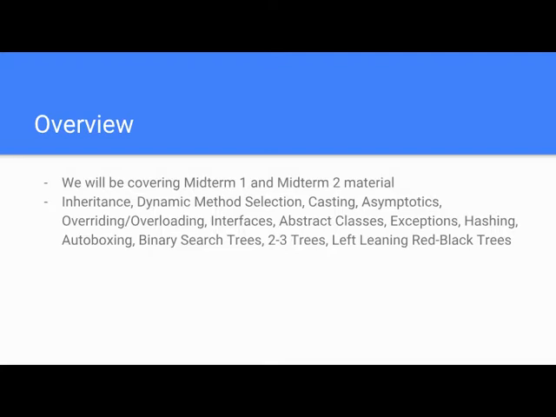So today we're going to be going over midterm 1 and midterm 2 course stuff. So this includes inheritance, dynamic method selection, casting, asymptotics, overriding, overloading, interfaces, abstract classes, exceptions, hashing, autoboxing, binary search trees, 2-3 trees, left-leaning red-black trees.